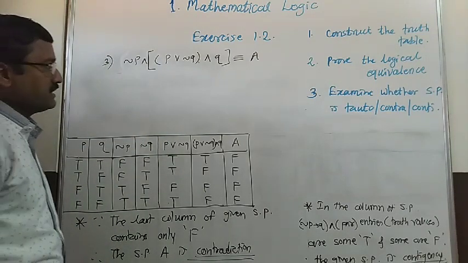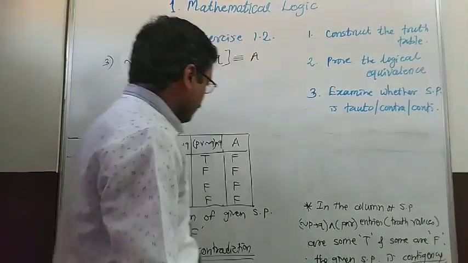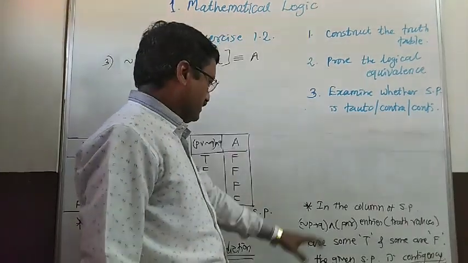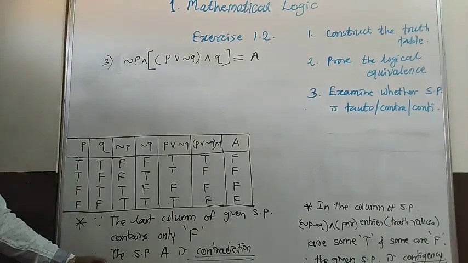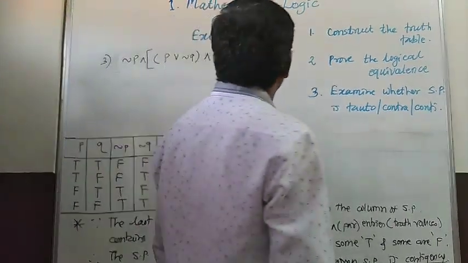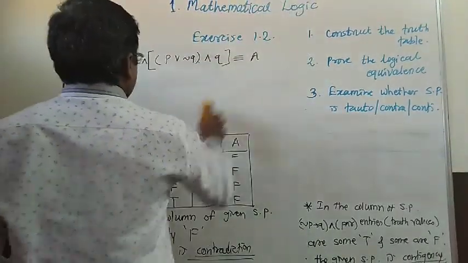So we have taken three examples of determination of tautology, contradiction, or contingency. In first example, we have taken example of tautology. In second part, we have taken example of contingency, and in this third example, we have taken example of contradiction. Now let us see the second type of example, that is the proof of logical equivalence.